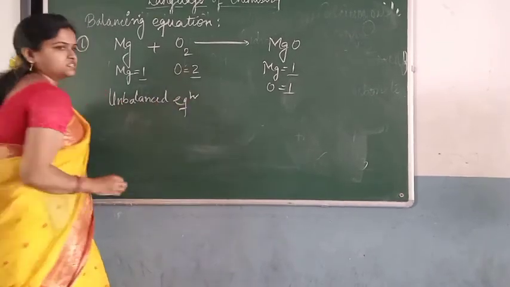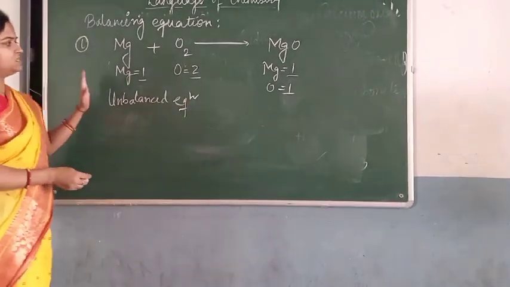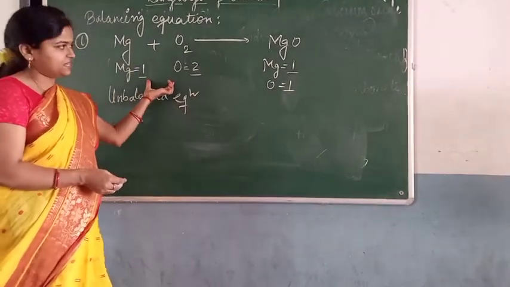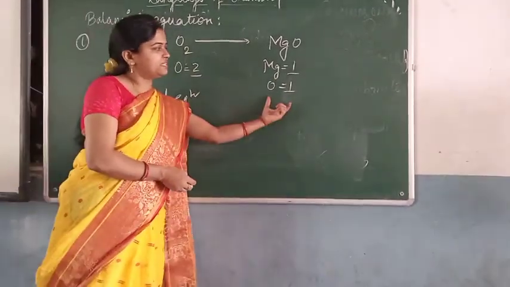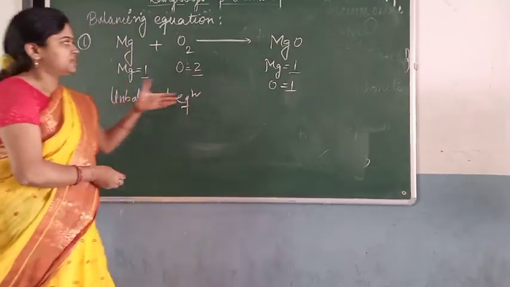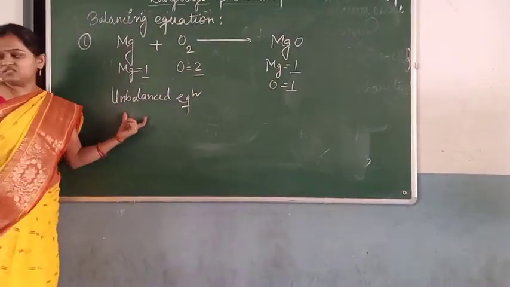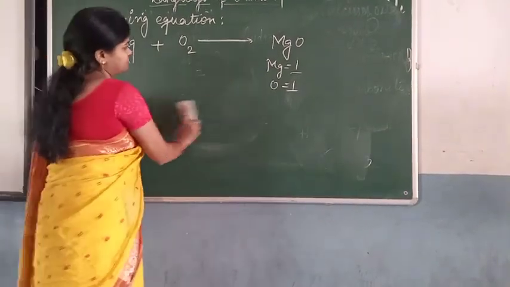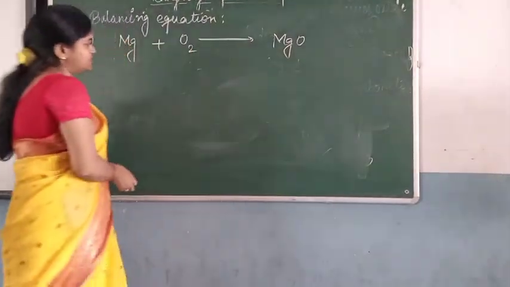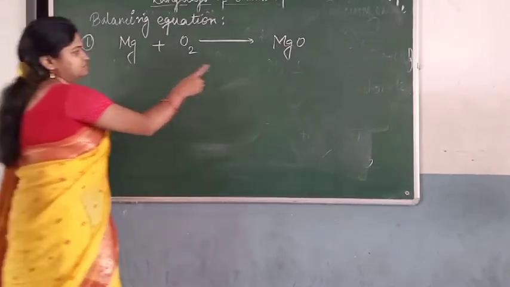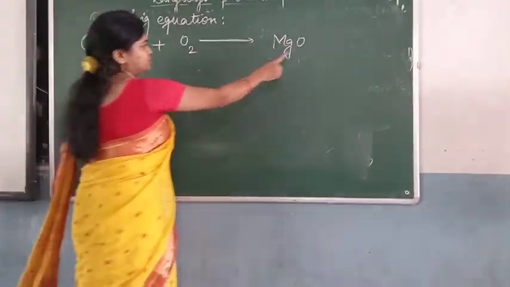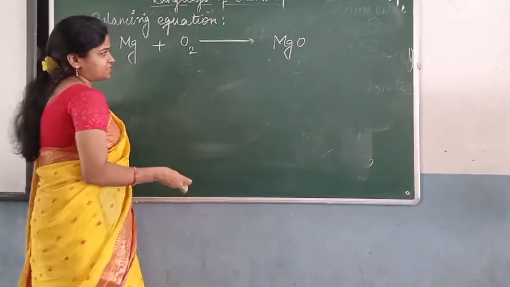Is it clear? When the number of atoms of an element on the left hand side, the reactant side, is not equal to the right hand side, the product side, that type of reaction is called an unbalanced equation. After that what will we do? We will try to balance it. This side 1 magnesium, this side 1 magnesium, balanced. This side 2 oxygen, this side 1 oxygen, means oxygen is not balanced.